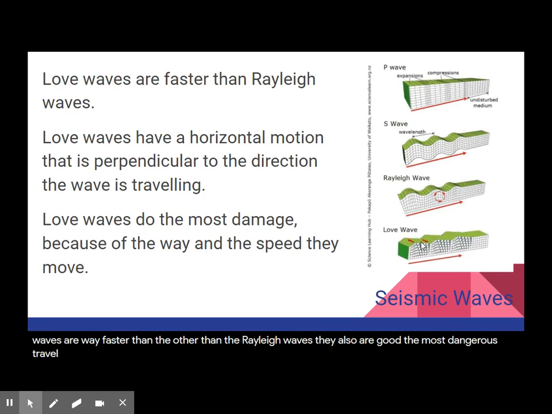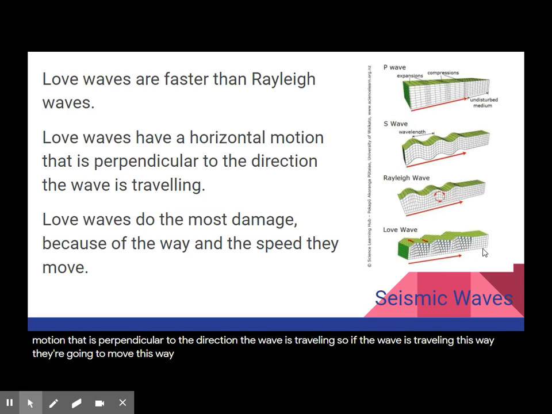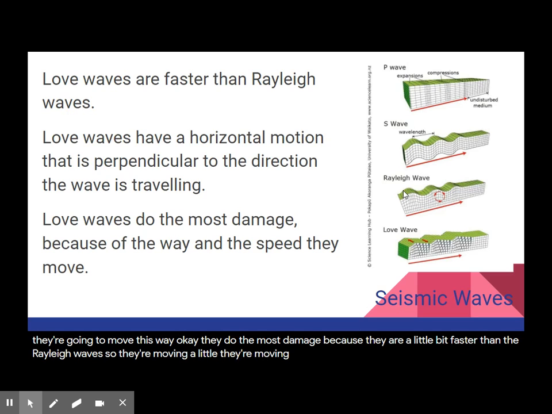They travel in a horizontal fashion. So they move back and forth like this as they're moving away. Horizontal motion that is perpendicular to the direction the wave is traveling. So if the wave is traveling this way, they're going to move this way. Okay? They do the most damage because they are a little bit faster than the Rayleigh waves. So they're moving faster, and they're moving back and forth, which is what's going to tear stuff up.